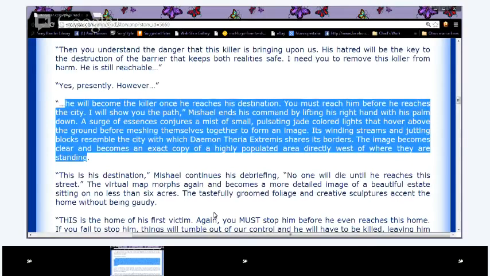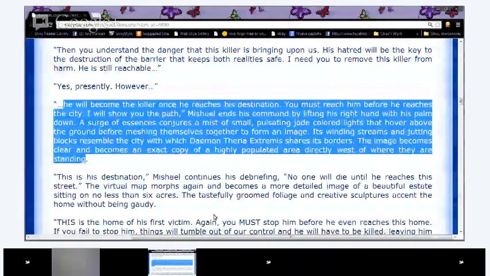He will become the killer once he reaches his destination. You must reach him before he reaches the city. I will show you the path. Michel ends his command by lifting his right hand with his gun down. A search of the senses conjures a maze of small, pulsating, jade-colored lights that hover above the ground before meshing themselves together to form an image. Its winding streams and jutting blocks resemble the city with which Daemon 33 shares its borders. The image becomes clear and becomes an exact copy of a highly populated area directly west of where they are standing.